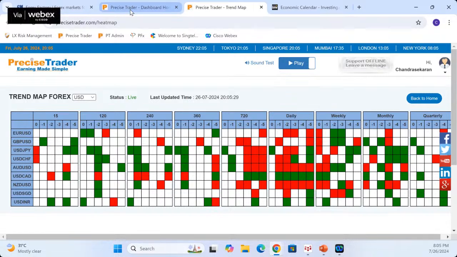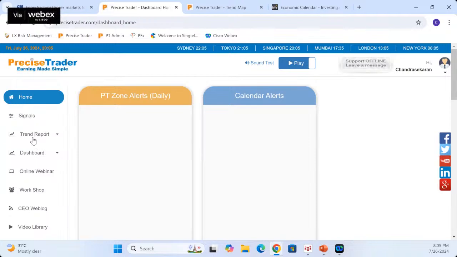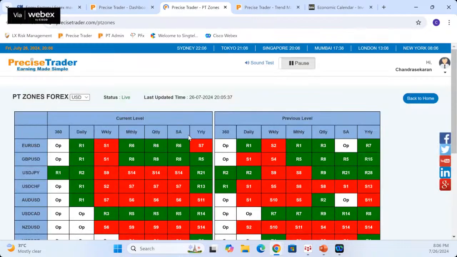Okay, the next tool which we would be looking at is the PT zone Forex, to confirm whether this is giving the same signal. The reason why we are using different tools is just like when you drive: you need to use different gadgets at different times.